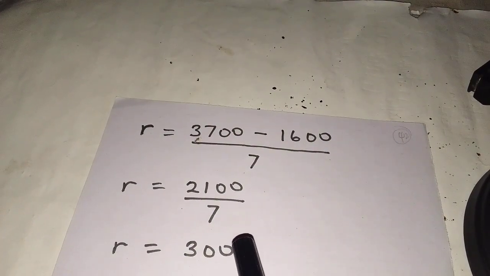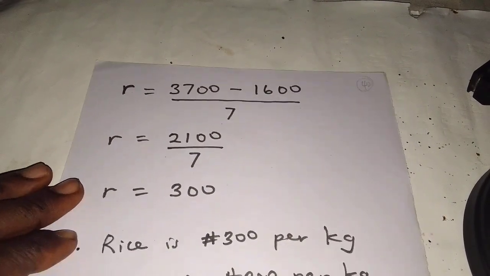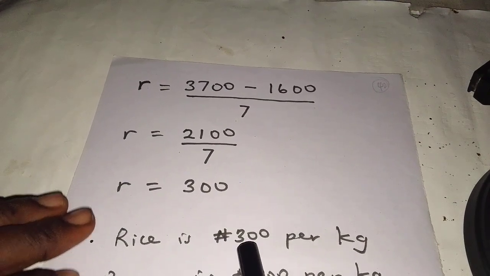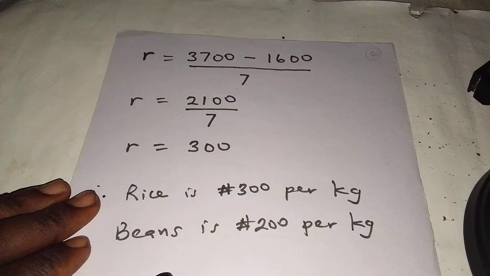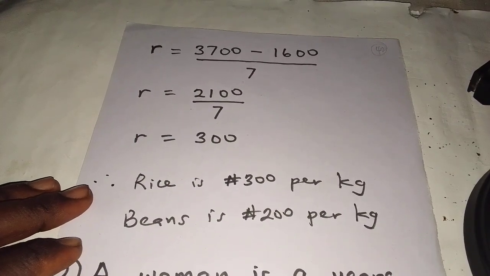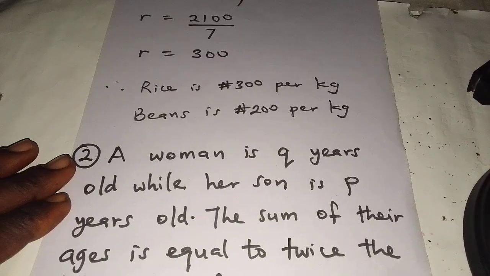2100 divided by 7 will give me 300. So the price of rice per kilogram is 300, while the price of beans per kilogram is what? 200. Now let's look at the second question.